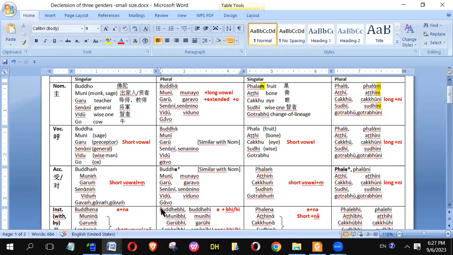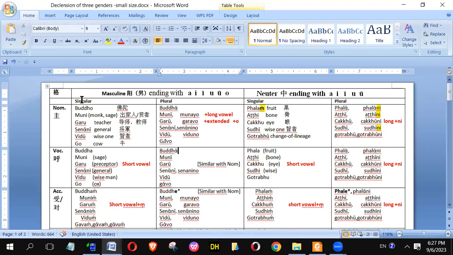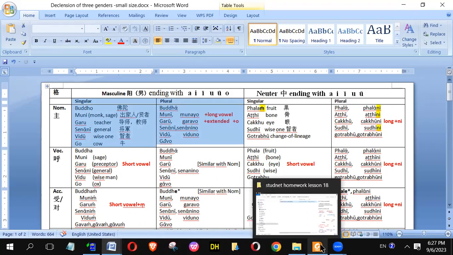Okay. So normally I will show you this table. I think you all have seen this before. It looks very complicated, but actually we are just going to study this part only today, on the nominative. So before I go to this table, let's go to the Pali Made Easy first.